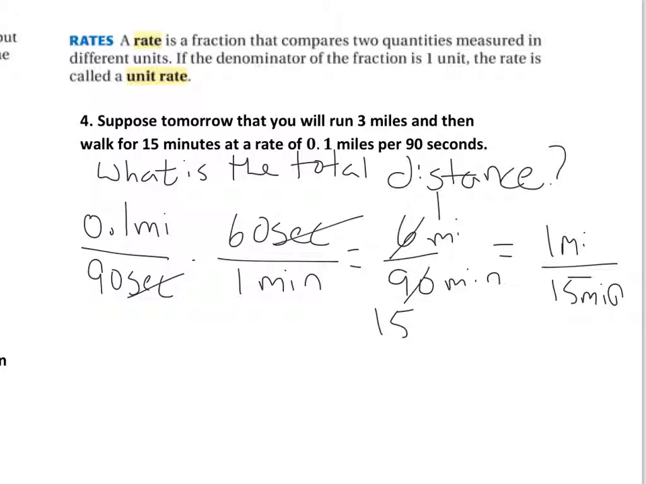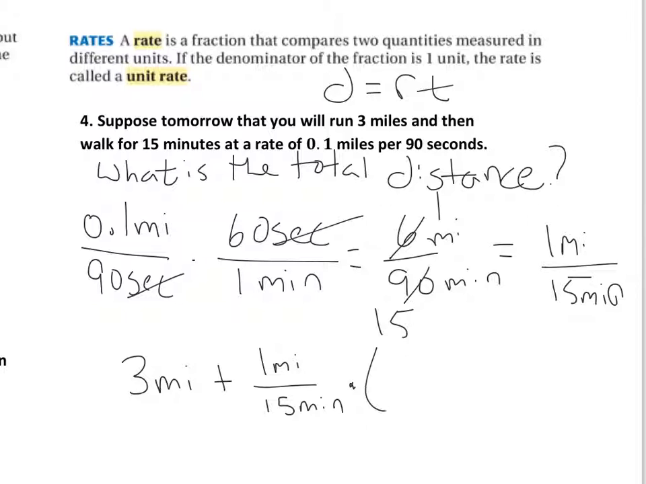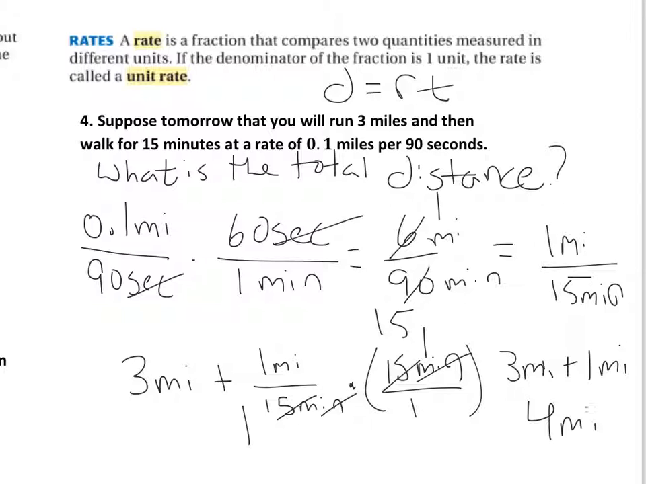So now remember, we have the 3 miles plus, and remember here, distance equals rate times time. So what's the rate we're traveling at? We're traveling at 1 mile per 15 minutes for how much time? 15 minutes. If you need to, put it over 1 so you see the top, bottom, bottom. So now the minutes cancel. 15 divided by 15 is 1, so you have 3 miles plus 1 mile, 4 miles.